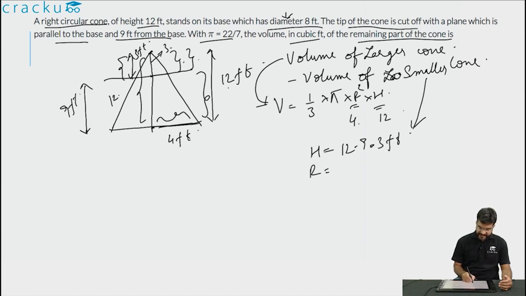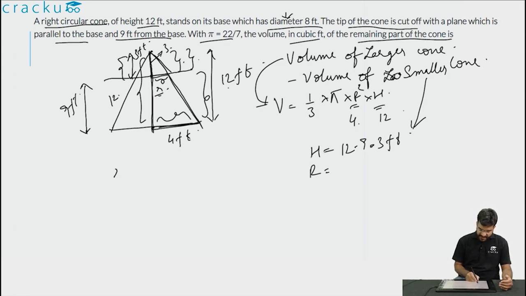We know that the radius of the larger cone is equal to 4 feet. We are required to find the radius of the smaller cone. You can calculate it by using the simple property of similar triangles, because the smaller triangle is similar to the larger triangle. All their sides are in proportion.